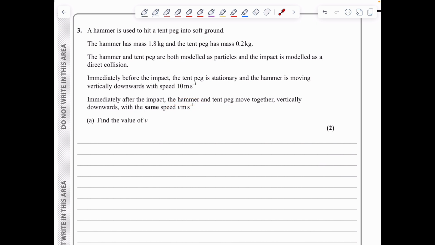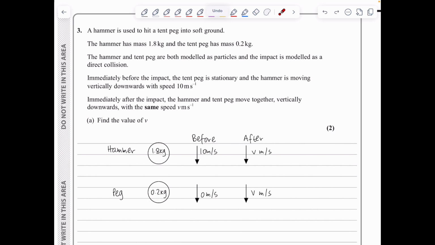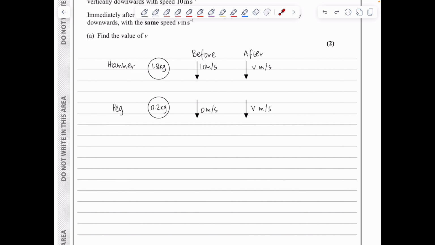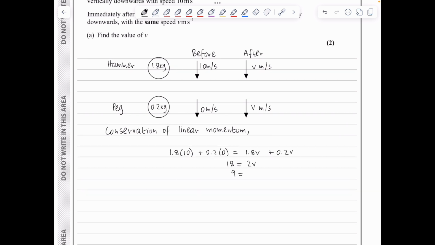So it makes sense to draw a diagram. We've got the hammer and the peg, the masses are there. Before the collision we had the hammer moving downwards with a speed of 10 meters per second, whereas the peg was stationary, so the speed is 0. After the collision they are both moving downwards with a speed of v meters per second. So I can proceed with conservation of linear momentum. The momentum before was 1.8 times 10 plus 0.2 times 0, which is equal to 1.8v plus 0.2v. So 18 is equal to 2v, and therefore v is equal to 9.